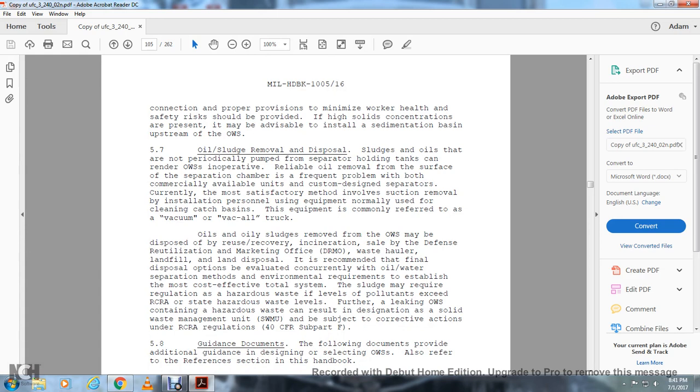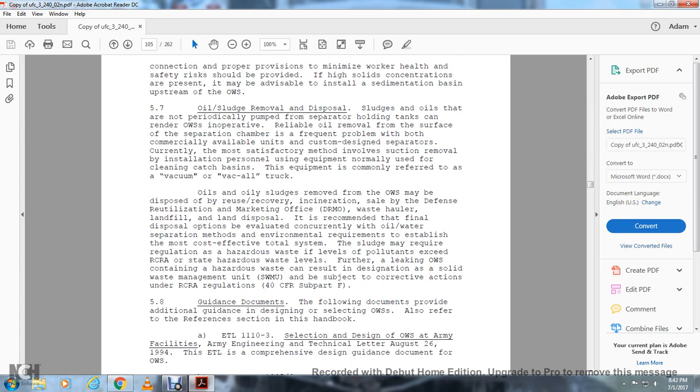5.7. Oil sludge removal and disposal. Sludge and oil that are not periodically pumped from the separator holding tanks can render the oil waste separator inoperative. Reliable oil removal from the surface of the separation chamber is a frequent problem for both commercially available units and custom design separators. Currently, the most satisfactory method involves suction removal by personnel using equipment normally used for cleaning catch basins. This equipment is commonly known as vacuum or vac-all trucks. Oil and oil sludge is removed.